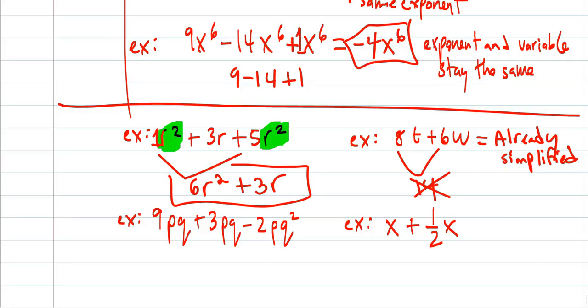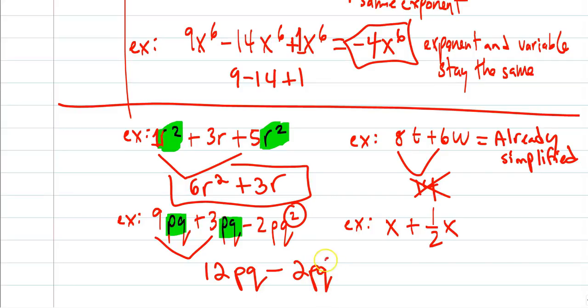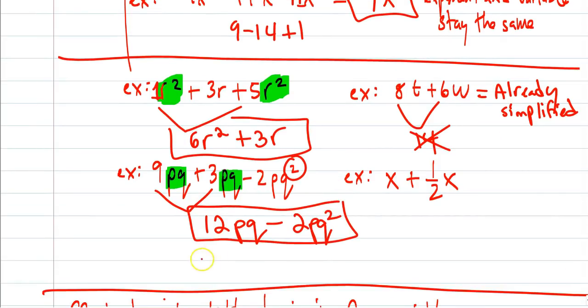9pq plus 3pq minus 2pq squared. Well, these all have pq's, but for them to be like terms, they have to have the same variables and the same exponent. This squared makes this one not like the other ones. So when I combine this 9 and 3, that gives us 12pq minus 2pq squared. Remember, the issue is that the 12 is 12, a p and a q, and this is 2pqq, not like terms, so don't combine those.